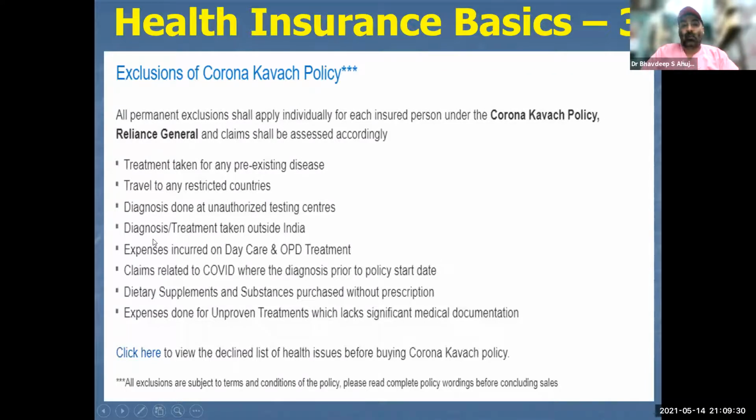Expenses on daycare and OPD. Claims related to COVID where diagnosis is before the policy start date, and dietary supplements purchased without prescription. Expenses for unproven treatments, whatever you find on WhatsApp University or Facebook colleges. So we all need to be aware of those things which are not covered under these exclusions. So this is a list. I hope this should settle it.